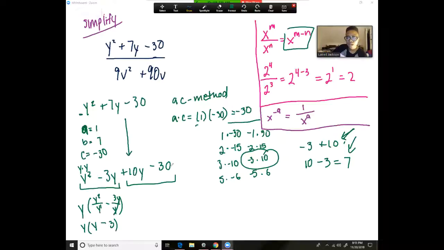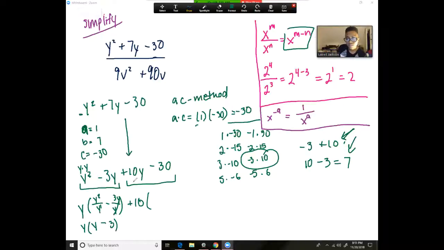10y and negative 30 actually have 10 in common. And one thing I want to point out is that we want to get y minus 3 as what's going to be left after we factor out something from this group of two terms. So 10 is what they have in common. So let's factor out 10 and see what's left. Hopefully it's y minus 3.